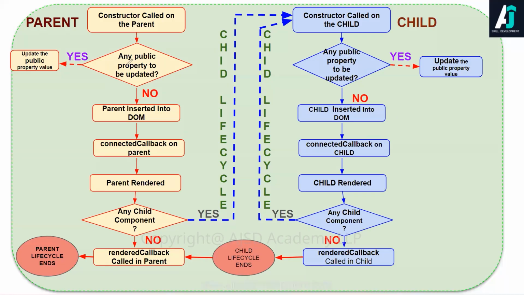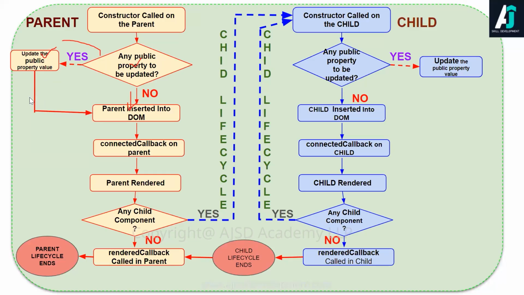If you see here, once the public property is being updated, it is checking whether any public property has to be updated, right? If it is no, it is going to come to the next part of the life cycle. But if it is yes, it is going to update that public property and then join back to the life cycle again. So I just missed this arrow in the previous video. You can just make a note of it.